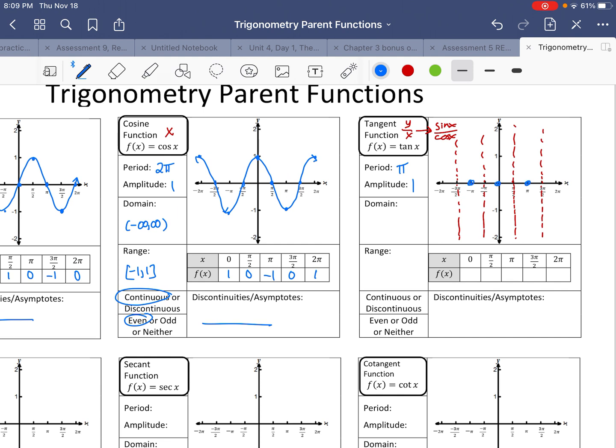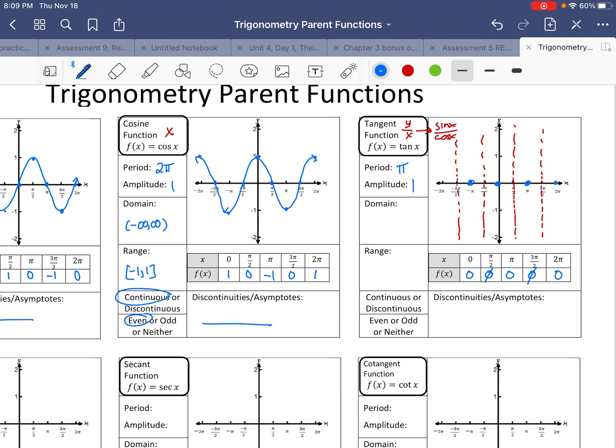All right, so at 0, the answer is 0. At pi over 2, it's undefined. At pi, on the unit circle, the coordinate is -1, 0, so if I do my sine over my cosine, I get 0 over -1, so I get 0. At 3 pi over 2, undefined. And back at 2 pi, it would be 0 again. It's right there.